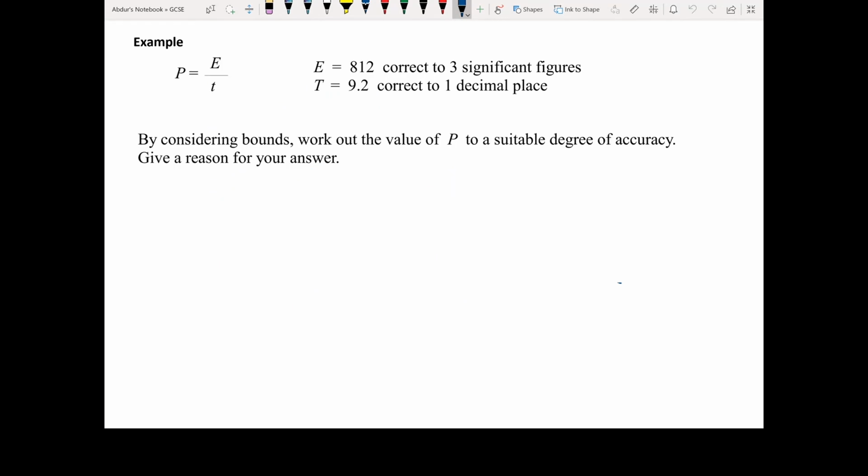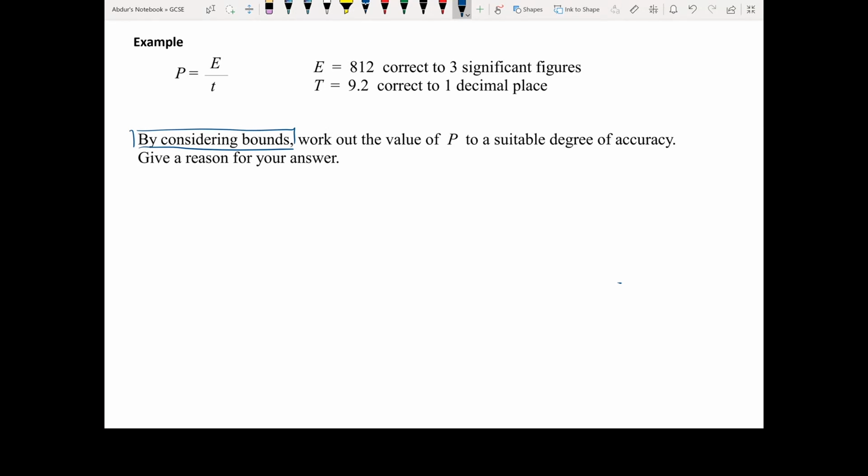P is equal to E over T, first of all, we're given, and we're told that E is correct to three significant figures, and that's 812, and T correct to one decimal place is 9.2. And it says here, by considering bounds, work out the value of P to a suitable degree of accuracy. Now, when it says by considering bounds, what we actually need to do is work out both the upper bound and the lower bound for this calculation for P.